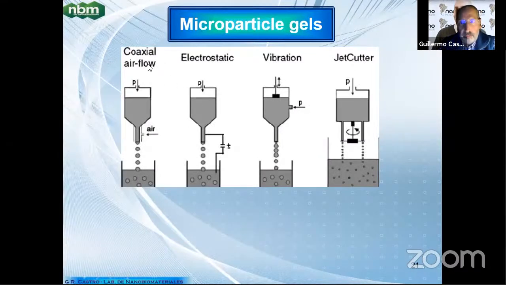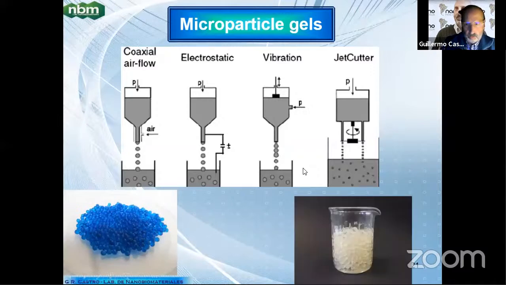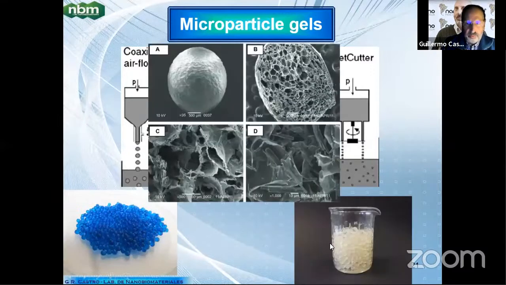So there are many techniques to create these hybrid polymers. Coaxial flow is the easiest, and it is very easy to scale up. Electrostatic methods just require a high power source. Vibrational methods produce a different kind of structure, with a jet cutter and a high speed driver. So we can produce different kinds of size and structures.